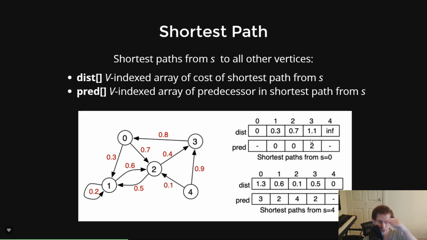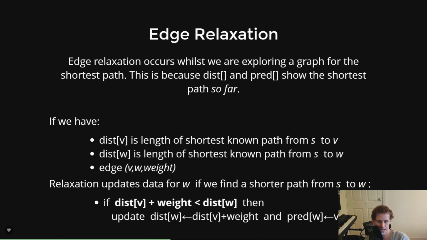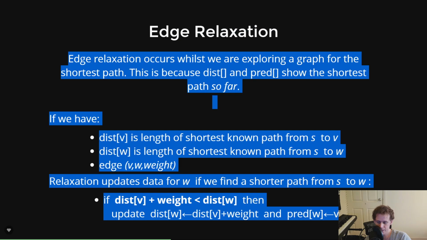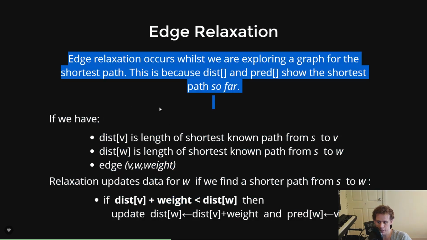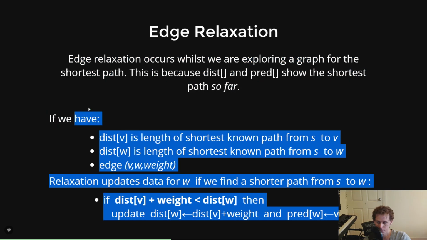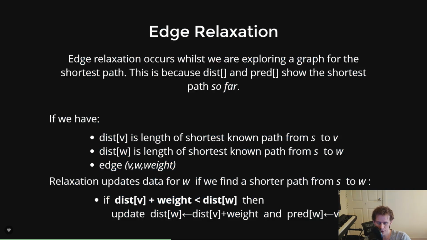When we update those values as we search, that's what we refer to as edge relaxation. I think this is one of those things that you should go and try and read once you get the concept, because I don't think it makes a lot of sense just reading it. But essentially what it's saying is that when we're exploring a graph, sometimes we might find a faster way to get there.